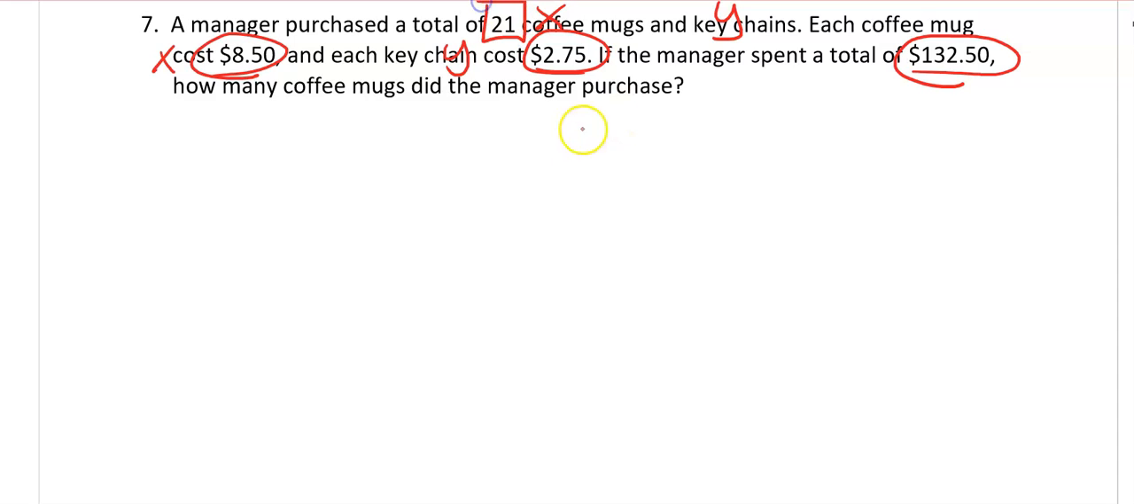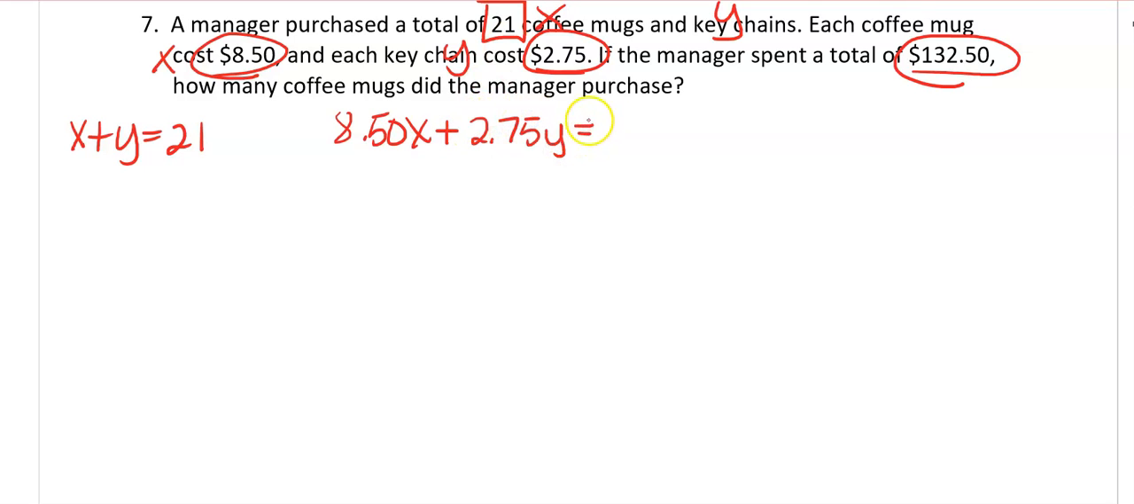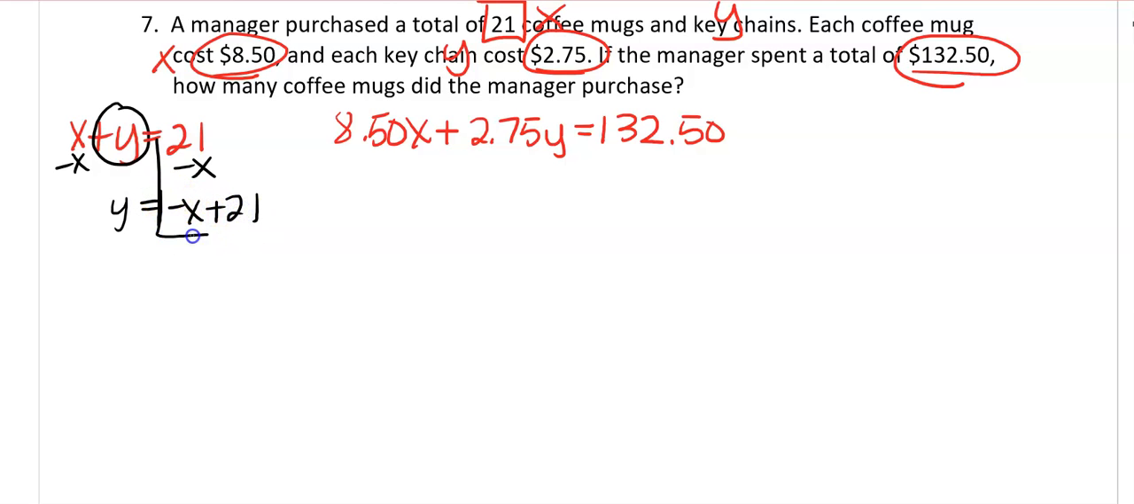So he had 21 total. So I know that X plus Y equals 21. Then the cost of each X is $8.50X plus $2.75Y for a total of $132.50. Whoa, that's going to be ugly to type in, but that's okay because we can let the calculator do the work. So if I want to get Y by itself, I've got to subtract X. And I've said it 1,000 times. They don't go together because they don't have the same last name.